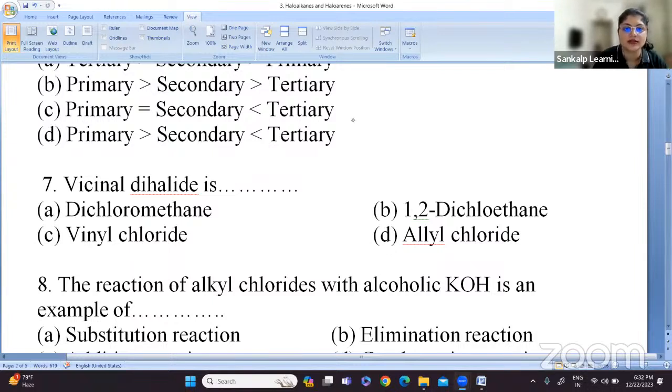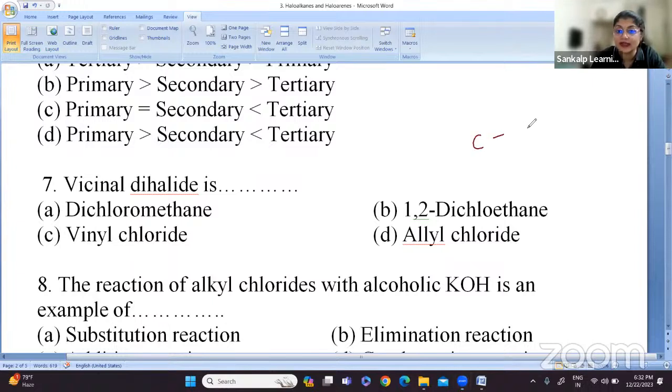Yes, okay, I've got an answer. Fine. So vicinal dihalides, halogen atoms are attached to the adjacent carbon atoms. Okay, what do you mean by that? Can I give you an example? Then you'll come to know. So vicinal dihalides are the compounds in which halogen atoms are attached to adjacent carbon atoms.